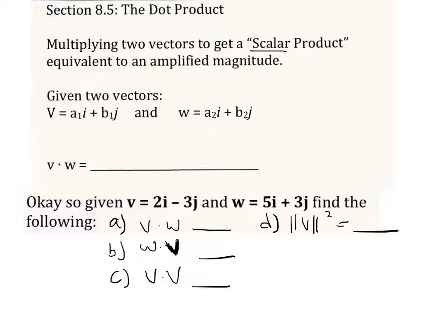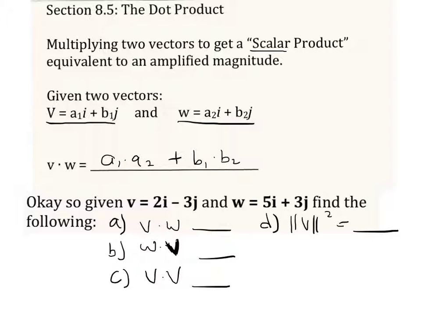So in order to find the dot product, if you're given two vectors like v and w here, we have a1, b1, and a2, b2. And so what we're going to do is multiply a1 times a2 and add that to b1 times b2. Okay? And then that will add together to give you a number, which will be your dot product.